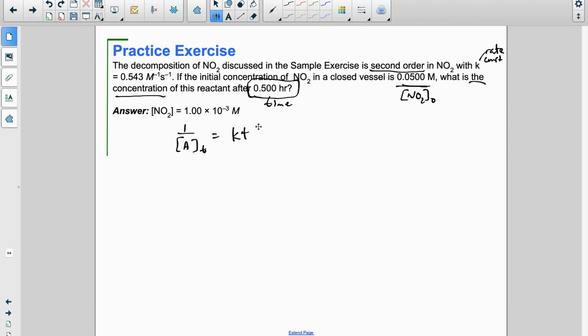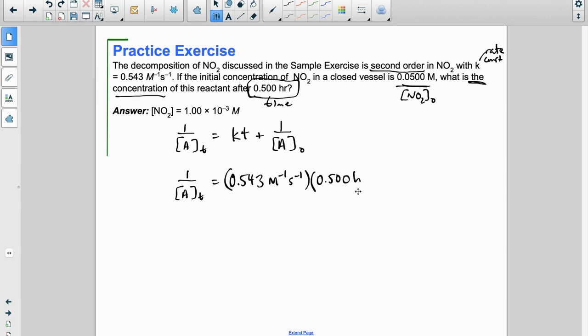1 over [NO2] at time t equals kt plus 1 over the initial concentration. I'm going to use the straight line form. I'm going to go ahead and plug my values in here. So this is NO2 at time t. That is what we're trying to find, so I'll leave that alone. Our rate constant K is 0.543 molarity to the -1, seconds to the -1, times t. My t is right here, 0.5 hours.